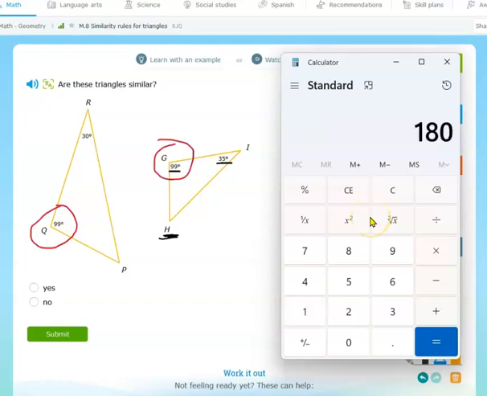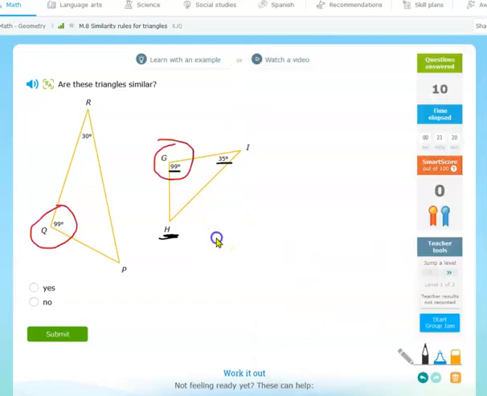So 180 minus 99 minus 35. Ooh, it's equal to 46, unfortunately. Okay, so that means that these 2 triangles do not have 2 sets of angles in common. And really what I'm looking at is I've got this 30 over here and there's no matching angle for it. This is 99, this is 35, this is 46. There's nothing to correspond with the 30. We're going to say no. They're not similar.